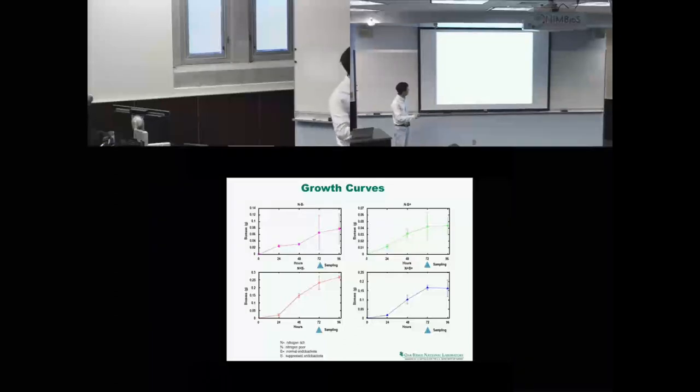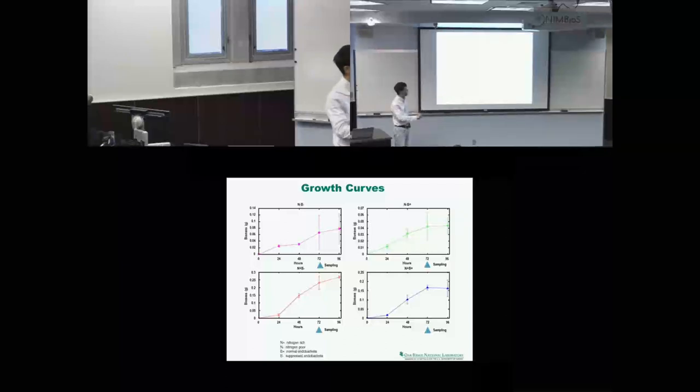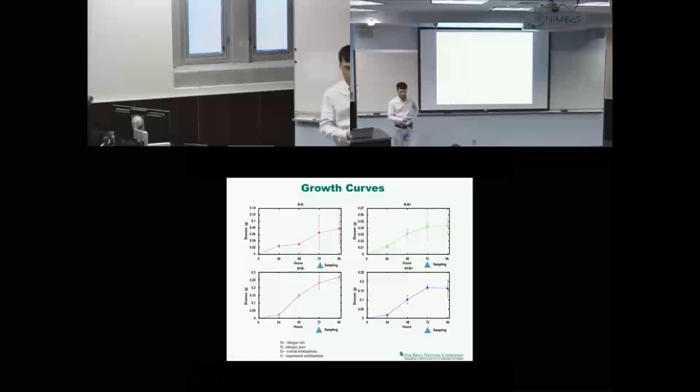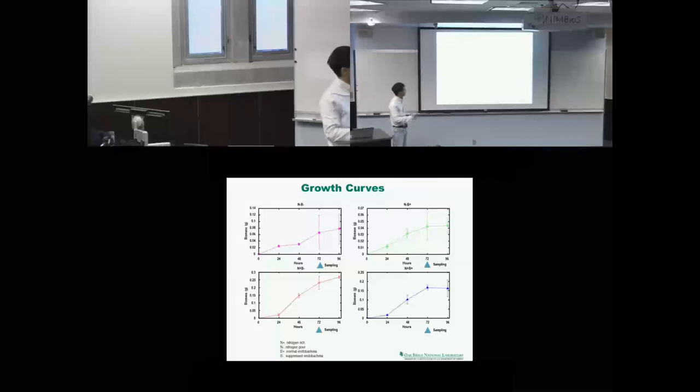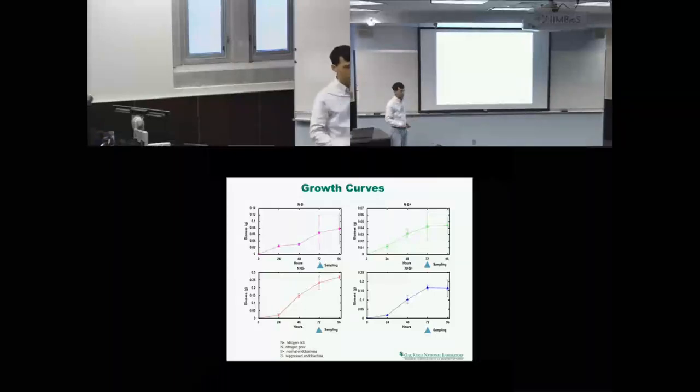In here, we have the endobacteria-suppressed growth curve. And here is the normal endobacterial population. By comparing the axis, you can see that by suppressing the endobacteria, the fungus can actually accumulate more biomass during the 72 hours. And these two conditions are nitrogen poor. Of course, you would expect them to have a much lower growth rate than the nitrogen-rich condition.